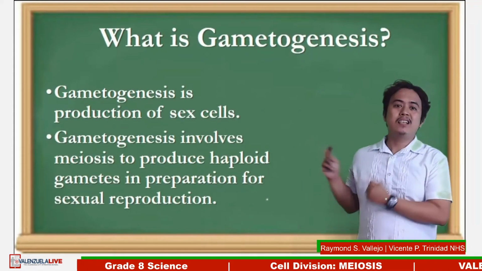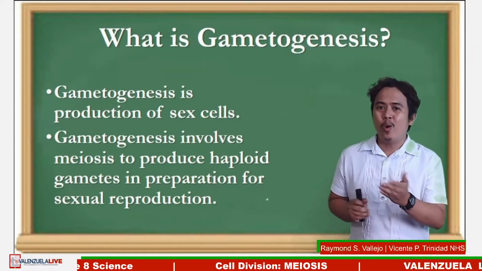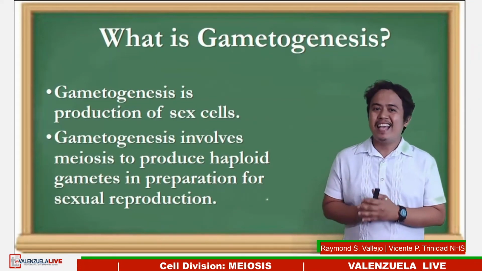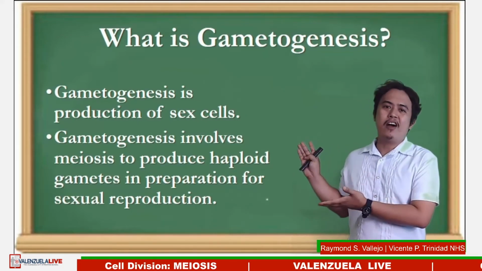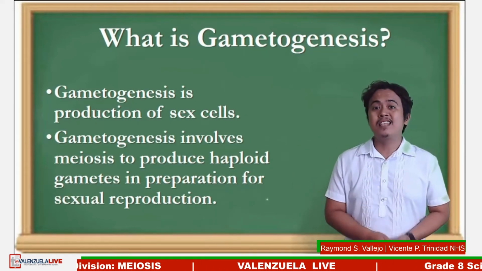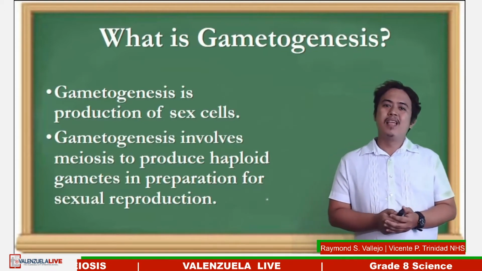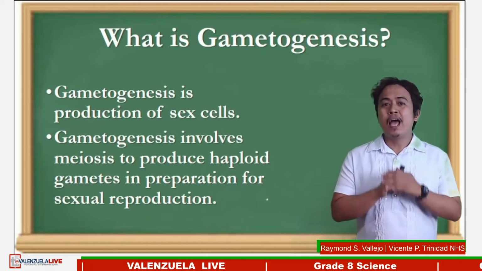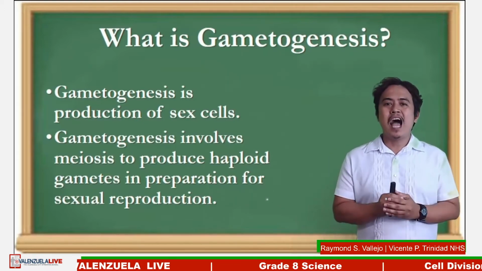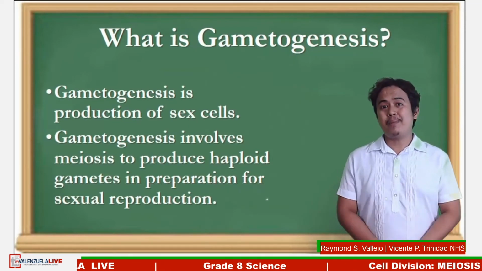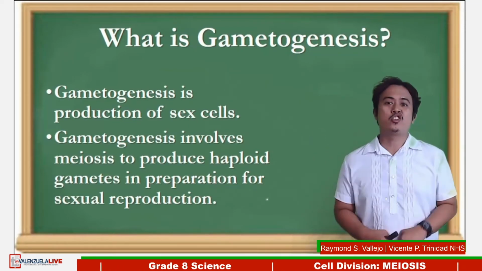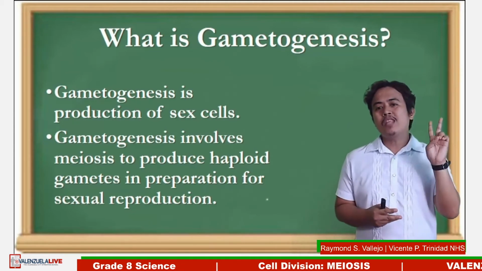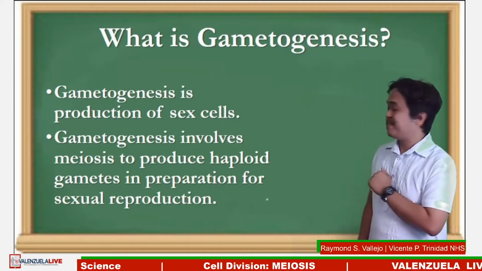Sperm cells and egg cells are collectively known as sex cells or gametes. The production of sex cells is known as gametogenesis. Gametogenesis involves meiosis to produce haploid gametes in preparation for sexual reproduction. There are two types of gametogenesis.